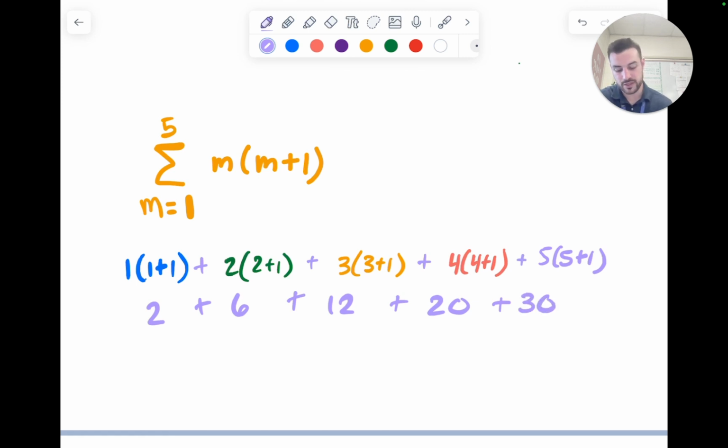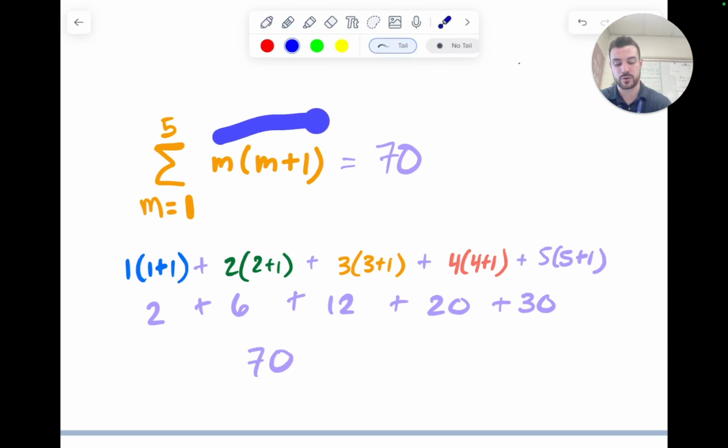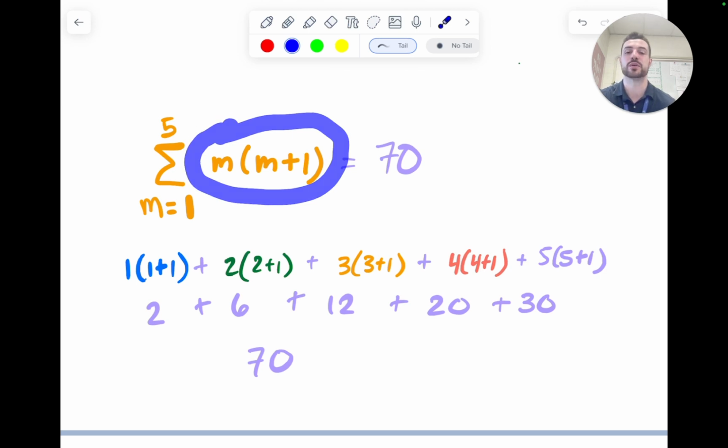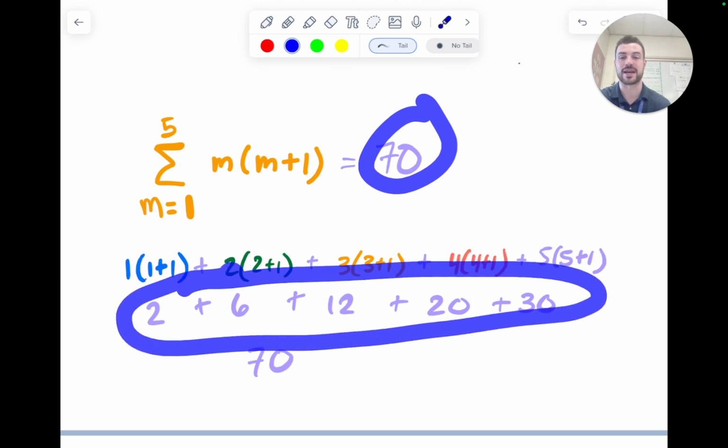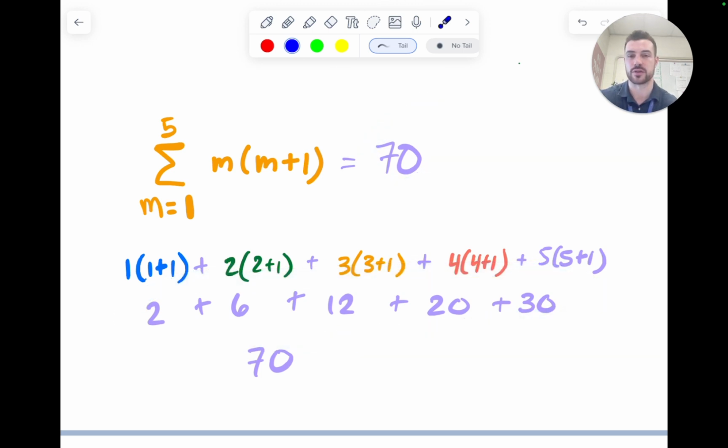So 50, 62, 68, 70. So the sum of the first 5 terms in the sequence represented by this explicit formula is going to be 70. What I just did is I found the series. I added together the terms in the sequence.